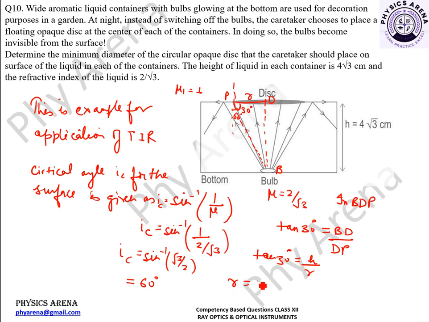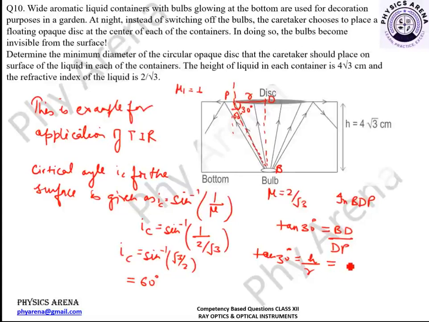So R will become equal to H upon tan 30, equal to 4 root 3 divided by tan 30. That will be equal to 4 root 3 divided by 1 by root 3, since tan 30 is 1 by root 3. And that will be equal to 4 multiplied by 3. So R has come out to be 12 centimeter. So this is the value of R.